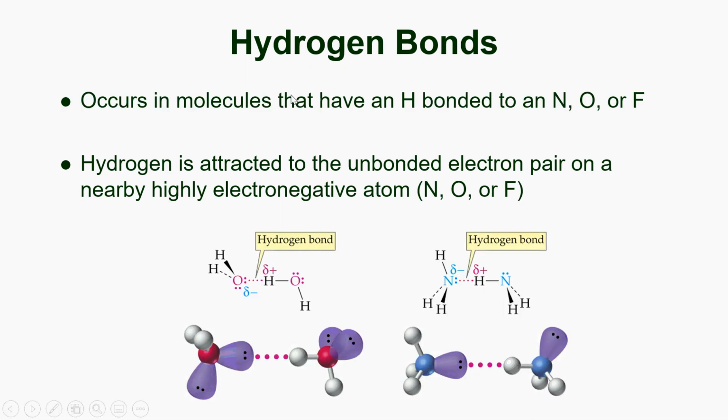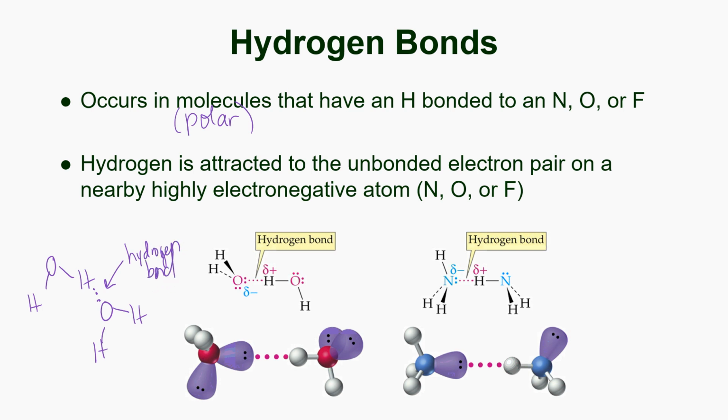So hydrogen bonds only occur in molecules that have an H bonded to an N, O, or F. These molecules will also always end up being polar. So the molecule will be polar and it will have an H bonded to an N, O, or F. Here's an example, like water. A water molecule contains an H that's covalently bonded to an O. So this water molecule is capable of hydrogen bonding. What hydrogen bonding looks like is, if you have two water molecules near each other, it's the attraction between this hydrogen and this oxygen. This is what we call the hydrogen bond.